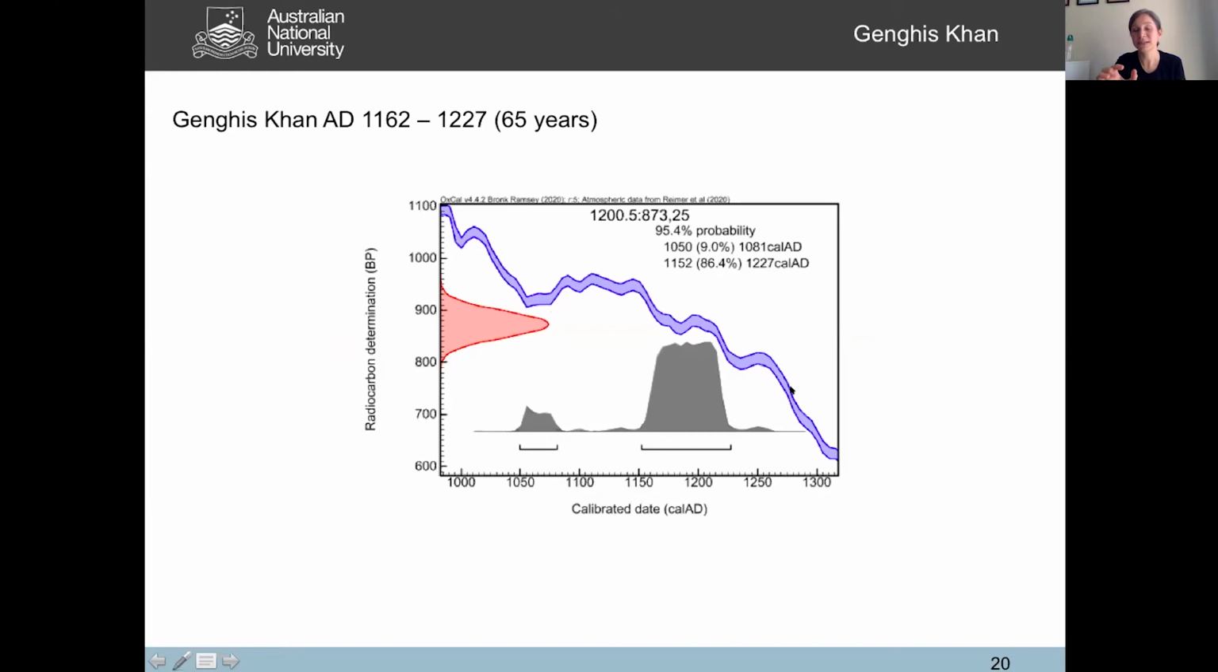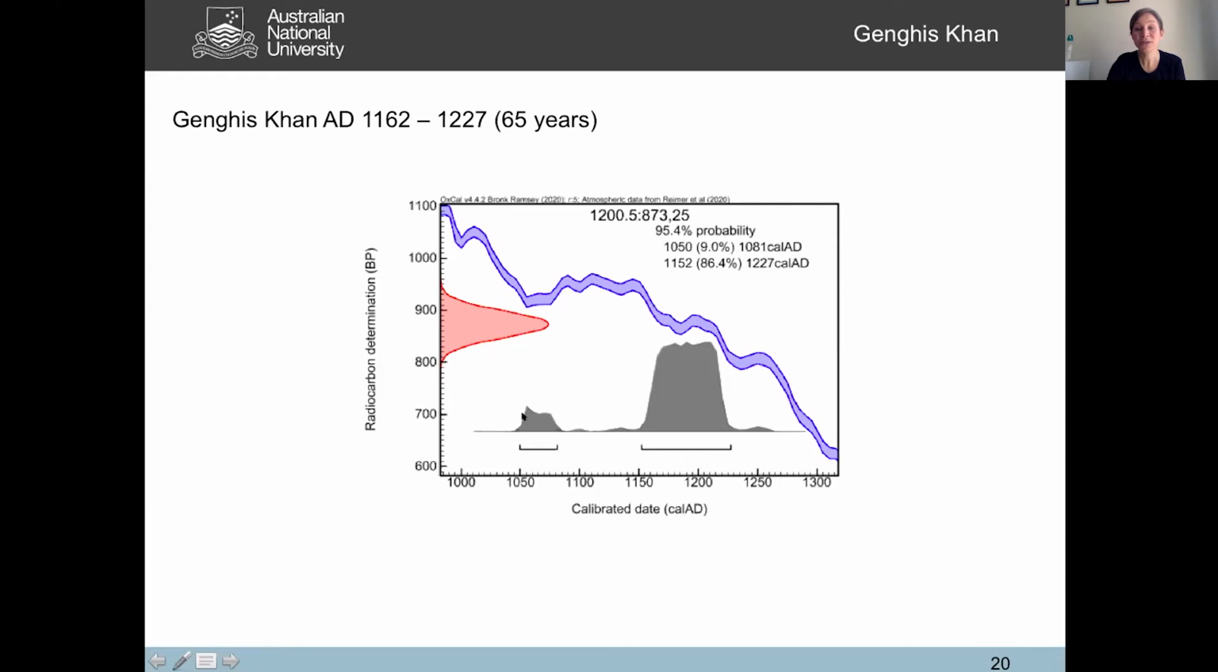So it's just a little snippet of that curve that I showed you earlier. And this red probability distribution here is your radiocarbon age, your uncalibrated date that we get from our accelerator mass spectrometer. So the most probable age is here. If you draw a line across to the calibration curve and you drop down from your calibration curve, we can see that most likely, most of the probability of the age is around here.